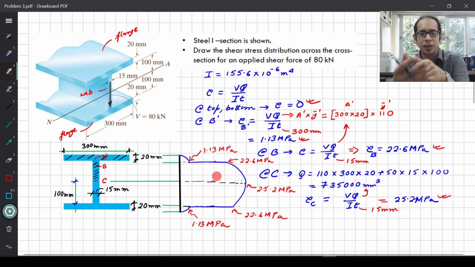I hope with this example it is clear how we derive the shear stress distribution across the entire section. Now remember that these values are not happening just at the edge, they are happening across this entire section. So this 0 over here is across this entire section, this 1.13 is across this entire section over here, and at this C it is across this entire small section that you see that you have 25.2 over here.